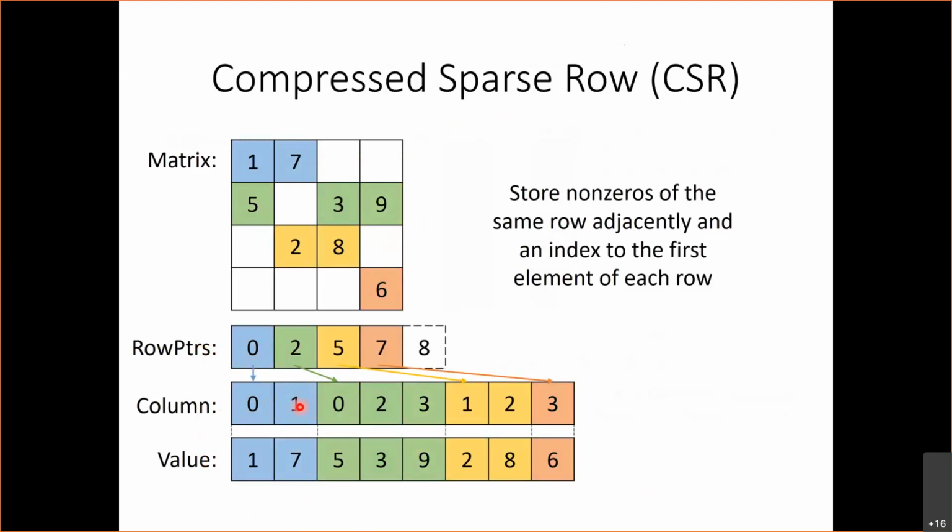However, the disadvantage is that it becomes harder here to modify the matrix by adding new non-zeros, as opposed to COO, where adding new non-zeros is easy. You just append them at the end of the array.